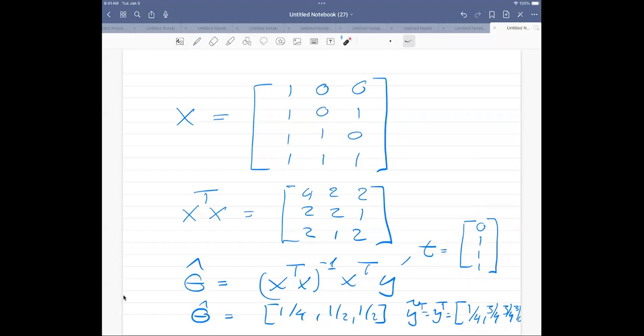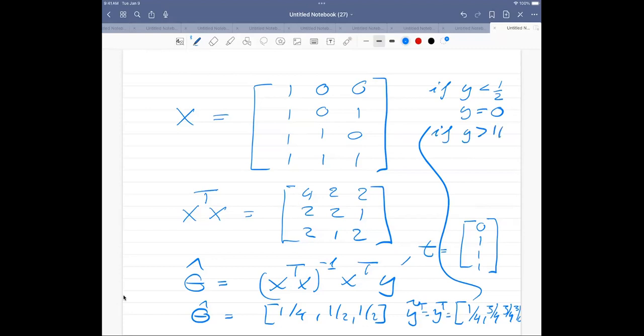Say it again. So what you could do now is use a step function, and what you could say, if you look at the results here, is that if this y is less than 1/2, then y is equal to 0. If y is larger than a half, then y is equal to 1.